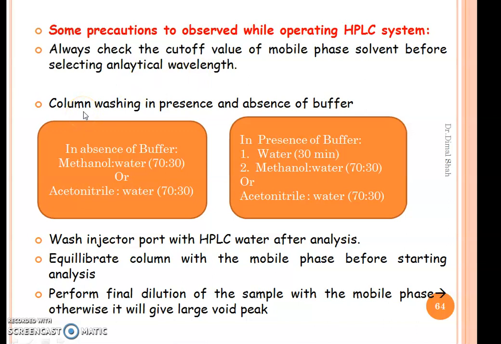Column washing in presence and absence of buffer. In absence of buffer, after performing analysis, the column should be washed with methanol water 70:30 or acetonitrile water 70:30. And in presence of buffer, after completing analysis, first step, wash it with warm HPLC water for 30 minutes. Second, wash it with methanol water 70:30 or acetonitrile water 70:30.